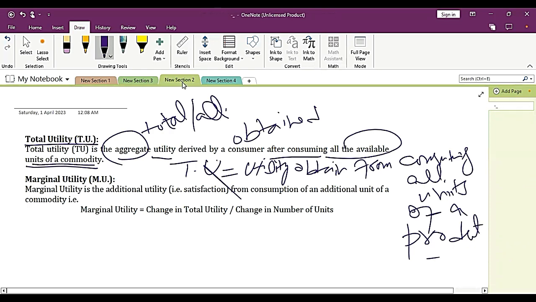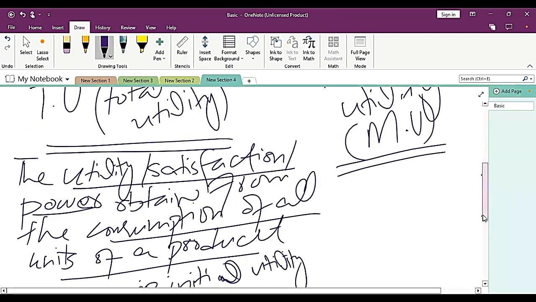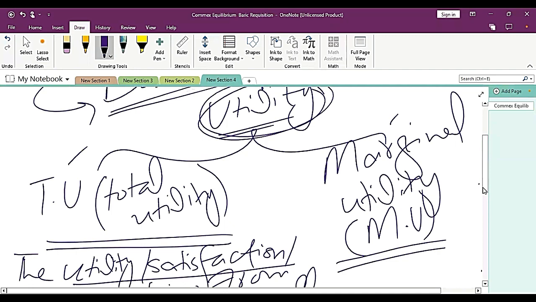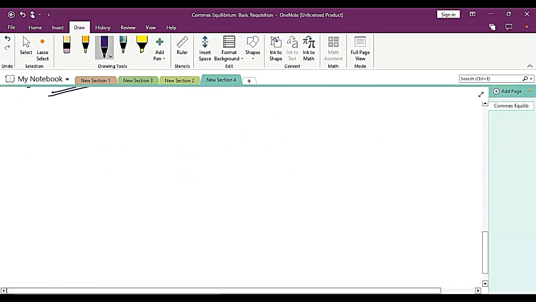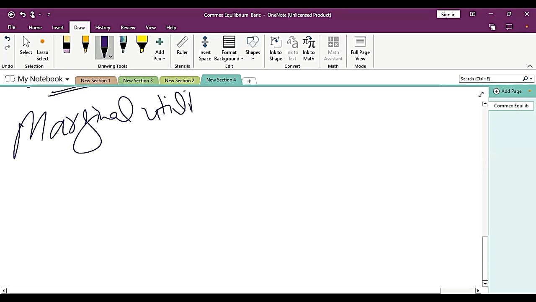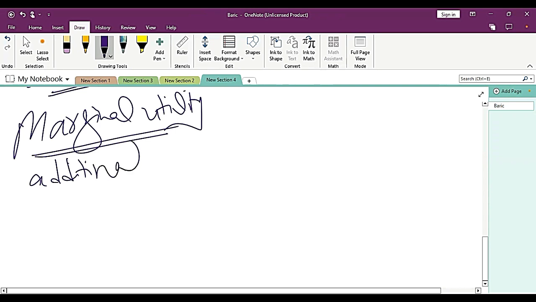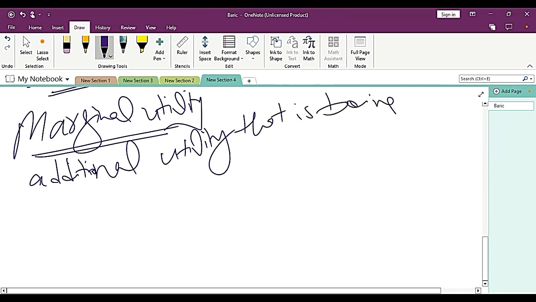The next concept or next type is marginal utility. What is marginal utility? Marginal utility is the additional utility that is obtained from consuming additional units.